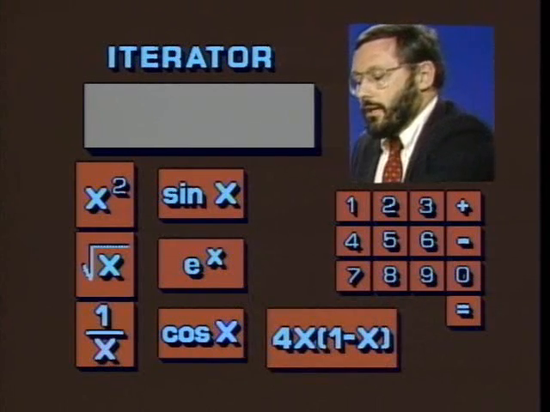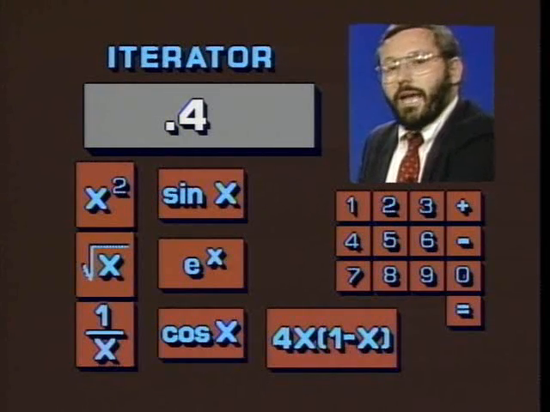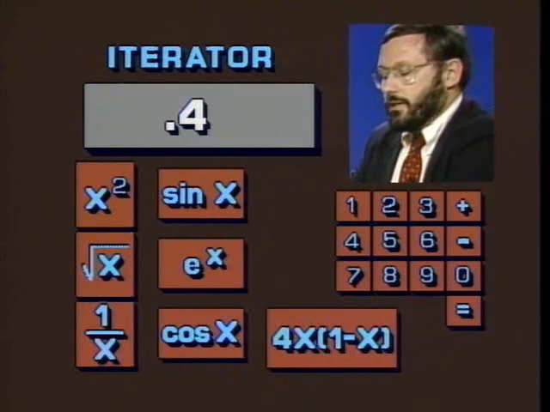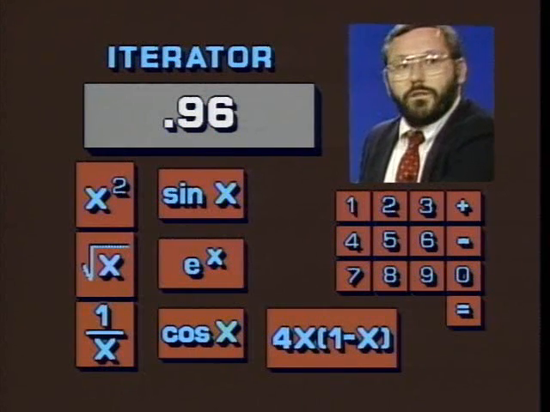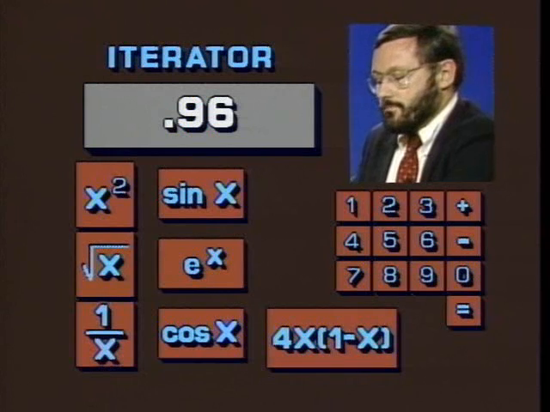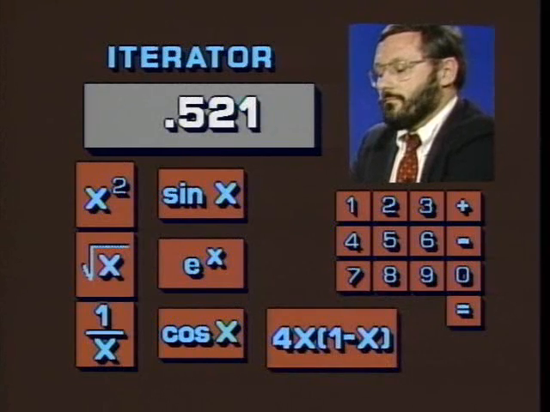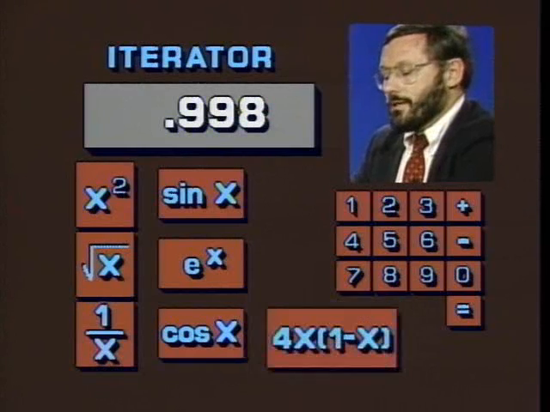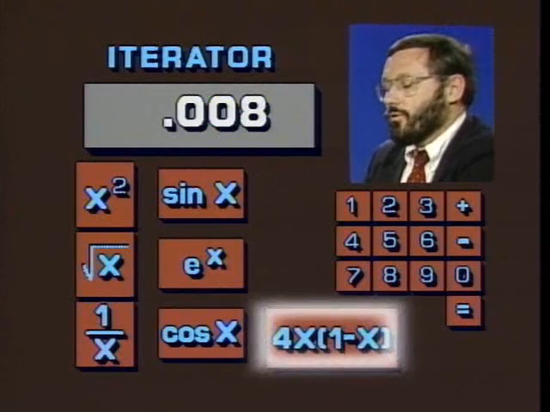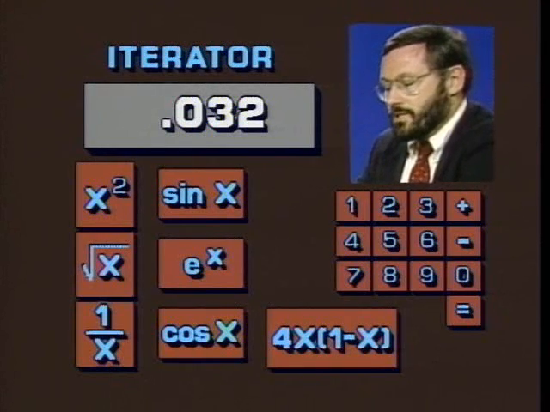Well, let's start with any number, say the number 0.4. And what happens when you compute this quadratic expression? Now, if you plug in 0.4 to the quadratic function, you get 0.96. Iterate again, you get 0.154. Iterate again, you get 0.521. Iterate again, you get 0.998. Again, 0.008. Once more, 0.032. See the pattern? Try some more.